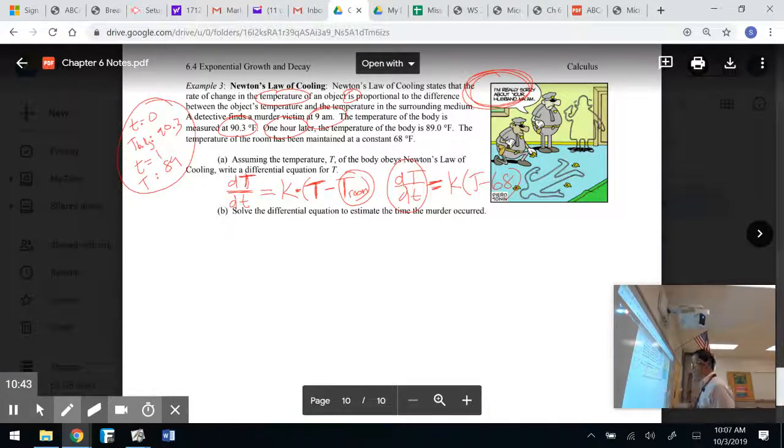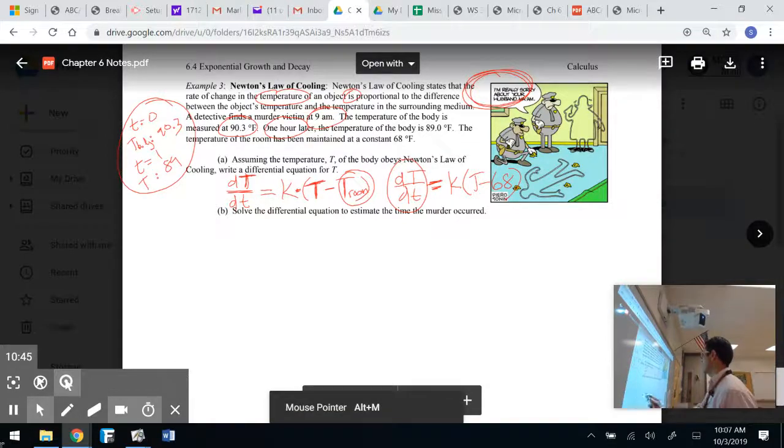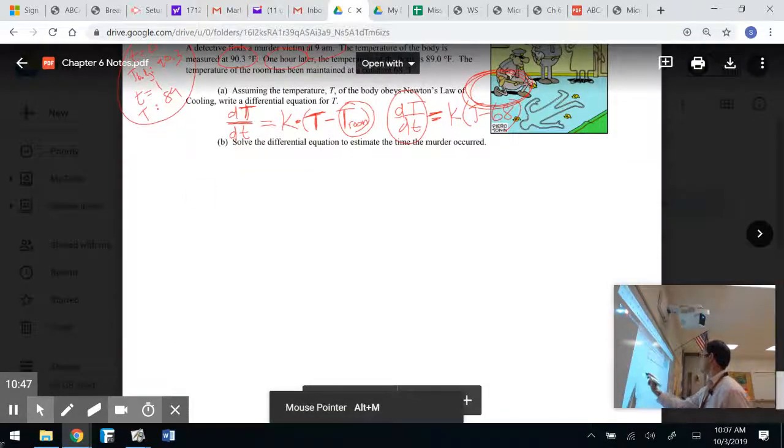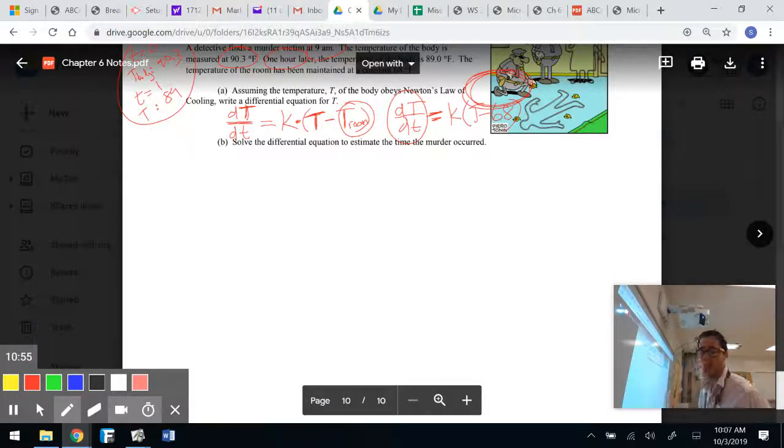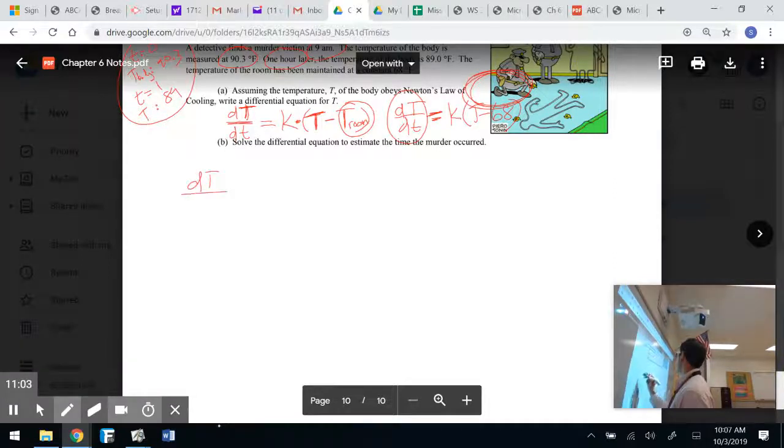Okay, part B. Big time AP question right here. Solve the differential equation and estimate the time the murder occurred. Seems a lot in there, but you're going to get 5 to 6 points if you can just do the separate and integrate correct. All right, so let's see if we can do it. Let's use this guy here. We get dT, that's the temperature of the body, over dt with respect to time, equals k times the difference of the temperature of the body with the temperature in the room. All right, how do I do this bad boy?